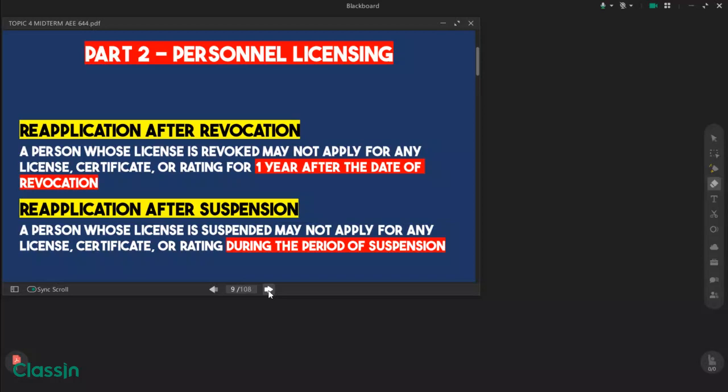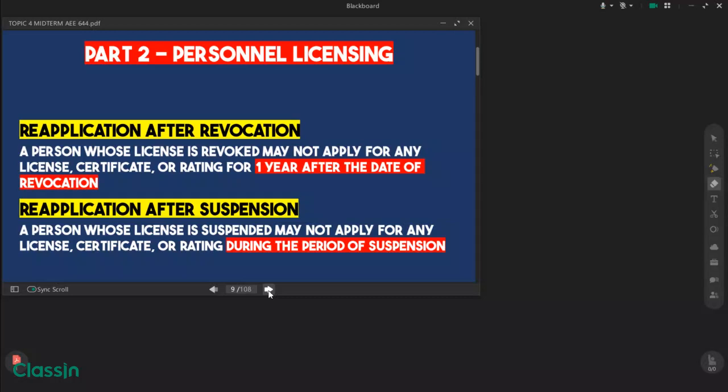A person whose license is revoked may not apply for any license, certificate, or rating for 1 year after the date of revocation. This means, for example, your license was revoked because you did something wrong. For example, it was revoked on July 10, 2024. You can only re-apply on July 11, 2025. Remember, sometimes the questions in the boards or mock exams are situational, so they don't directly say 1 year.